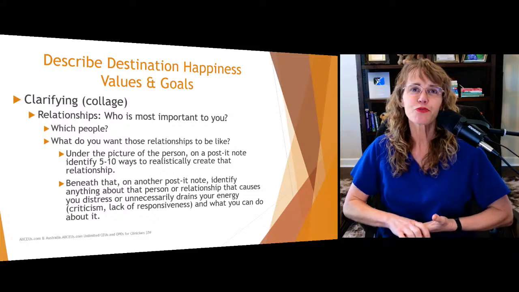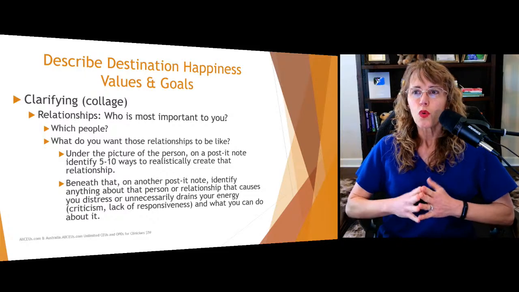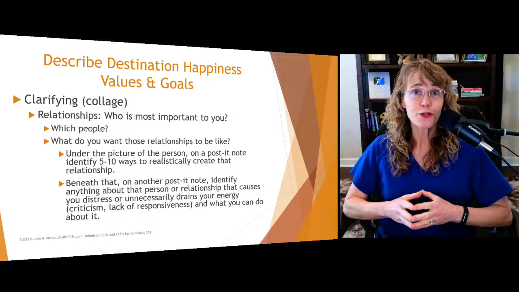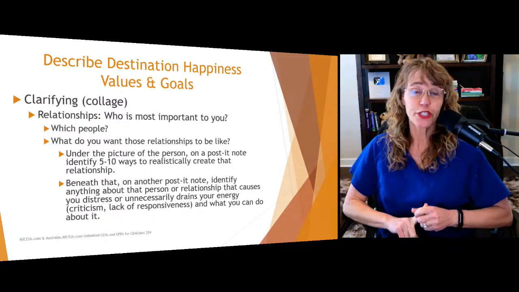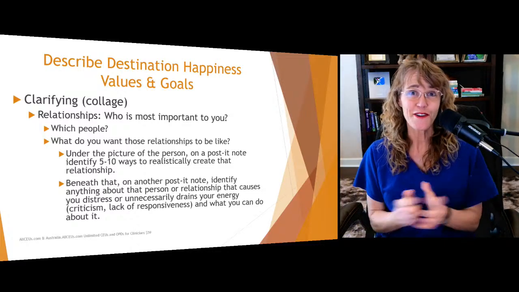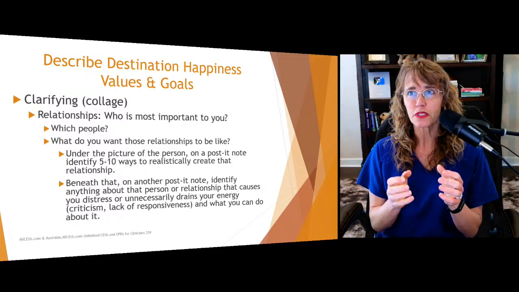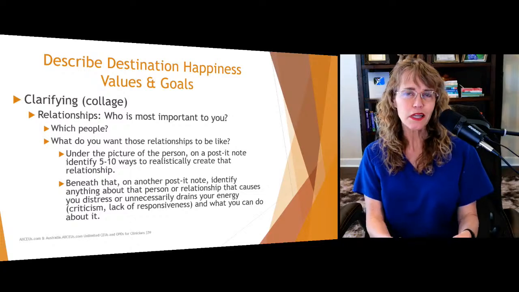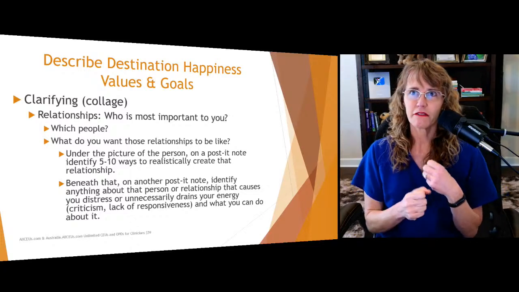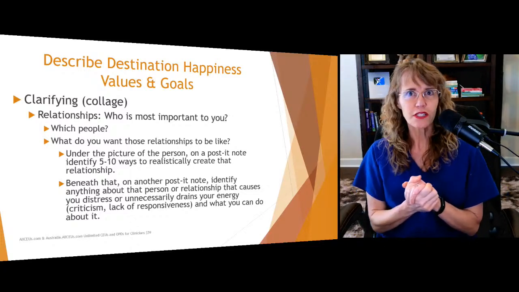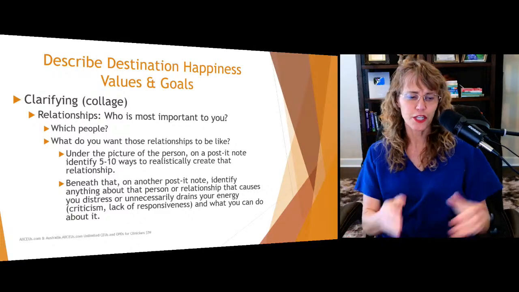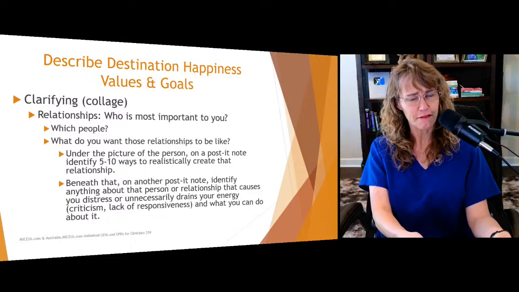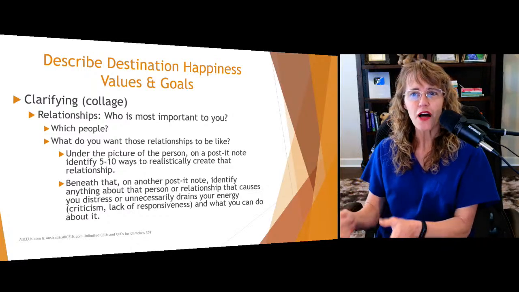First thing is relationships. Who in your life is most important to you? The first person needs to be yourself. You need to have a picture of yourself there. Because if you don't care about yourself, if you don't like yourself, if you have all kinds of grudges against yourself, it's going to be really hard to move forward. So you've got to have a picture of yourself. And then pictures of other people.